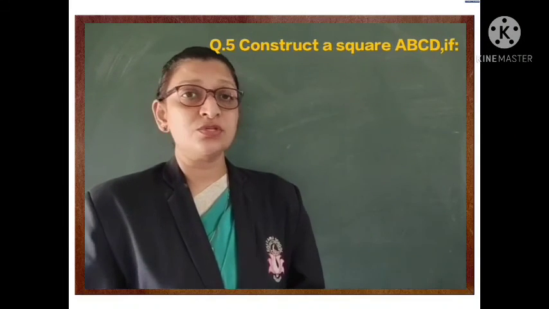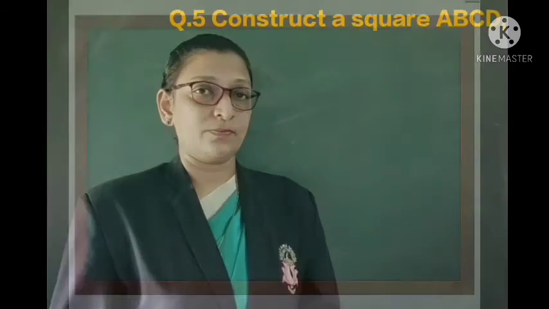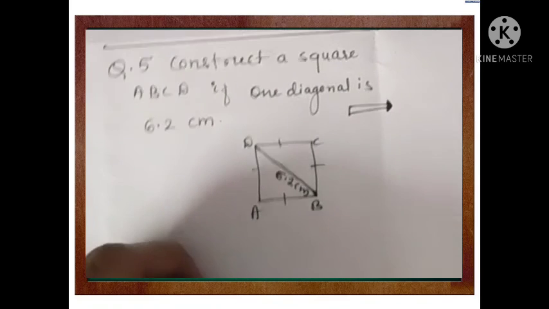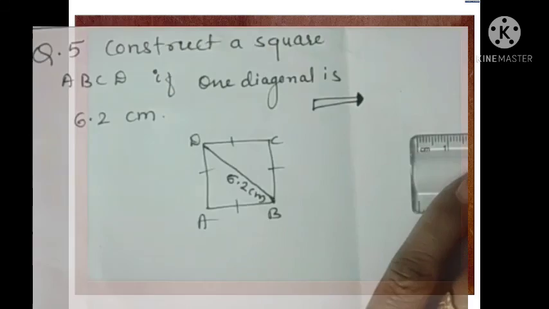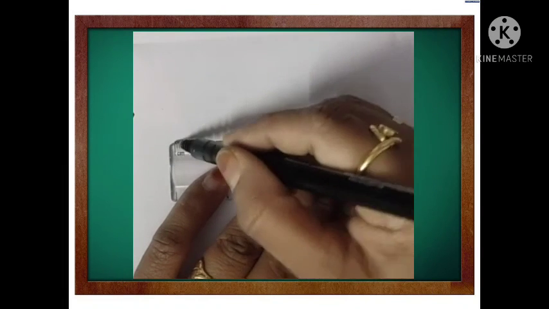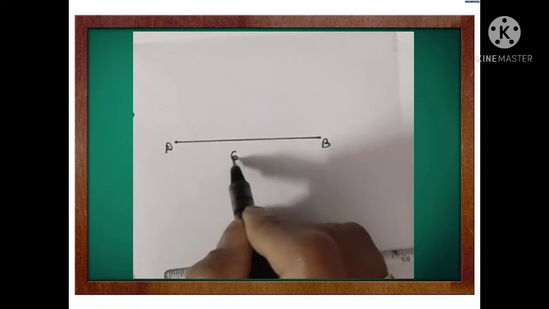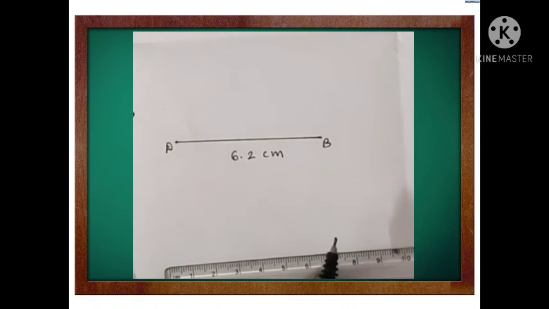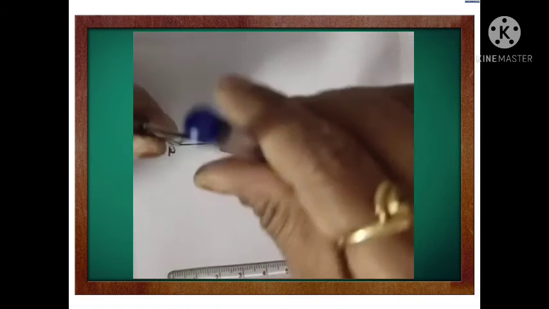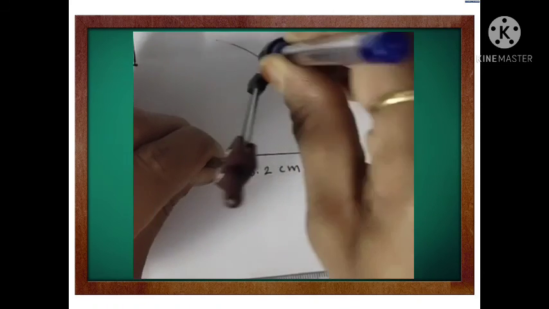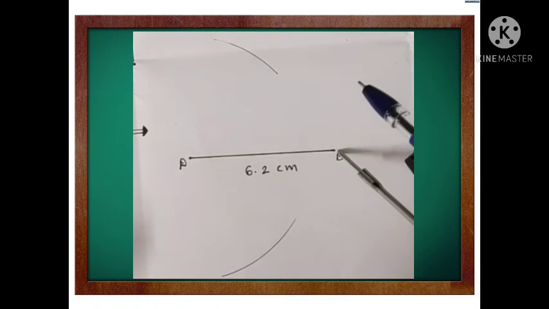This is the last question, question 5, construction of a square. Let us draw square ABCD with the diagonal 6.2 cm. Here is the rough diagram. Let us draw the diagonal DB 6.2 cm. As we know that diagonals of a square bisect each other at 90 degrees. Also, the diagonals of a square are equal.